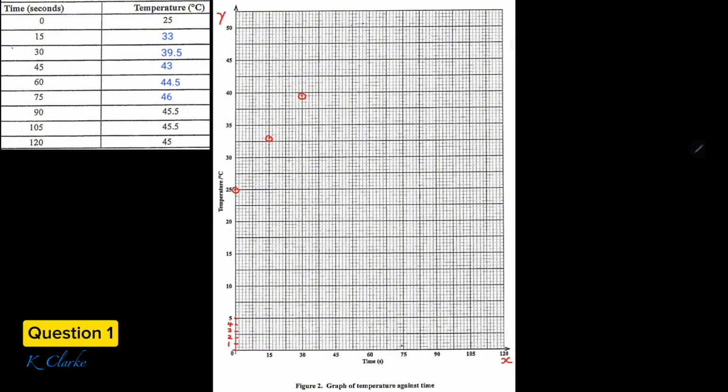45 seconds on the x-axis, move up to 43 degrees Celsius. Put a point, and then we're going to circle it. You are going to continue plotting all the points on the graph. At this time, we are drawing the best curve through the points.